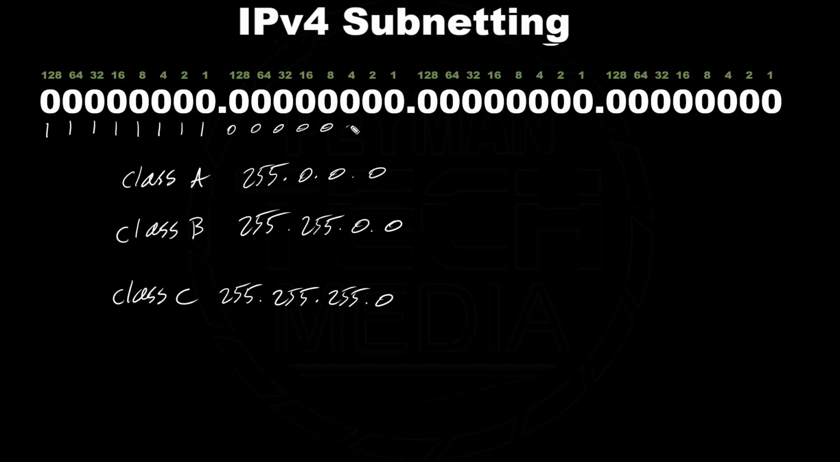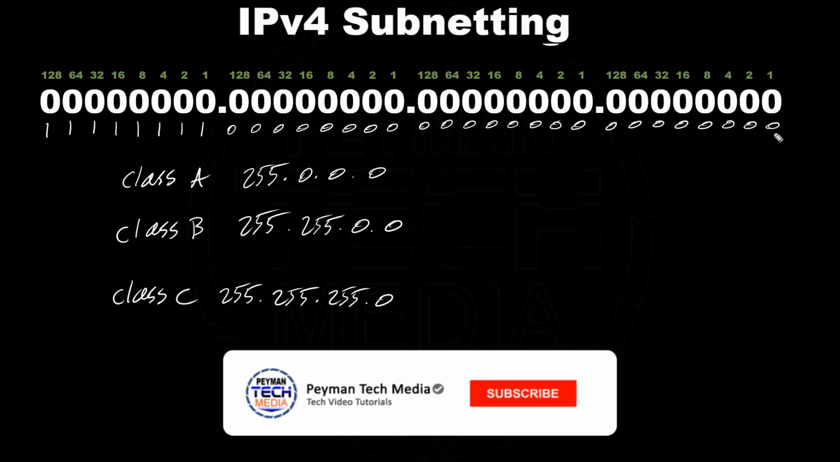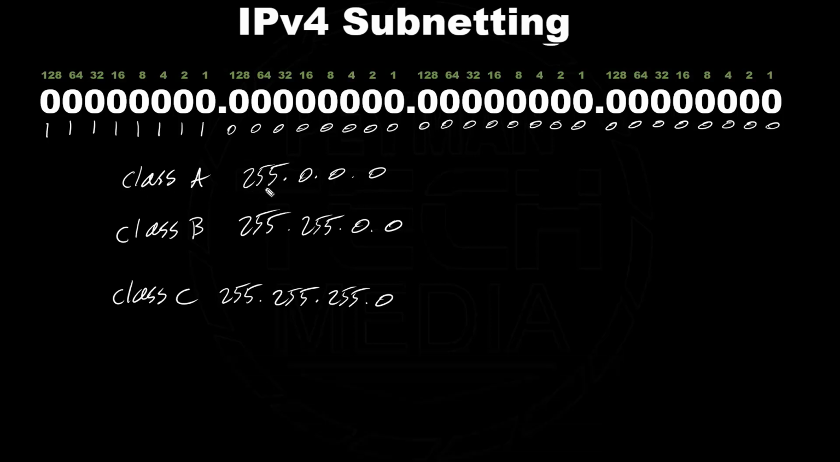So 1s are network bits and 0s are host bits. For example, in the Class A default subnet mask, we have 8 bits for network and 24 bits for host. So these are the default subnet masks. For Class A, the first octet is for the network. Class B, the first 2 octets for the network, and Class C, the first 3 octets for the network. Therefore, it gives us only the last octet for the host.